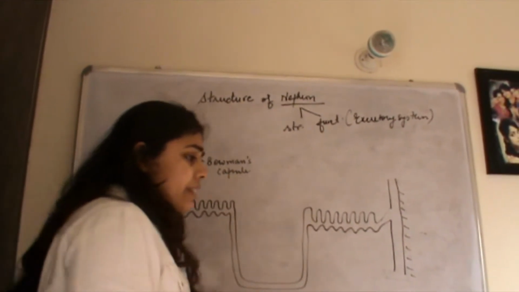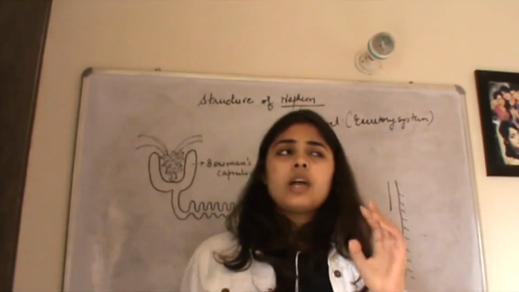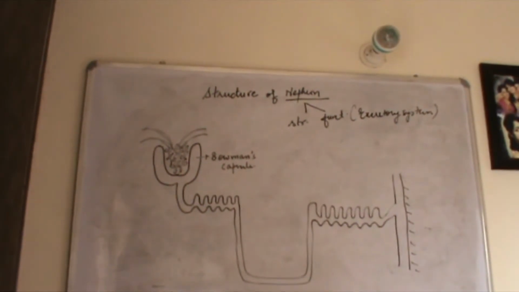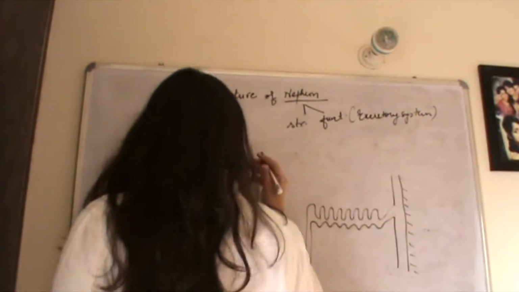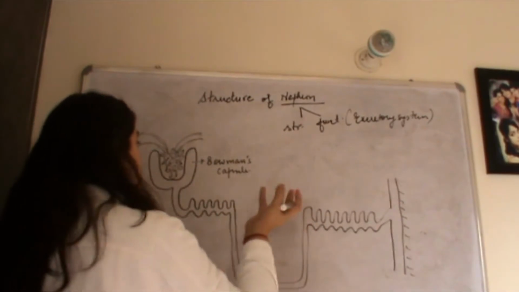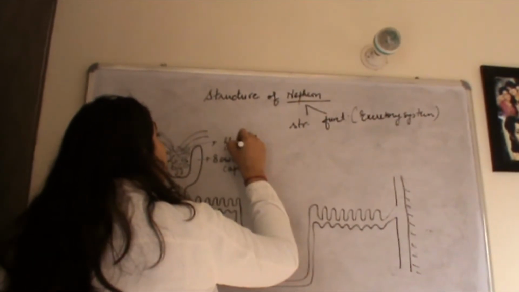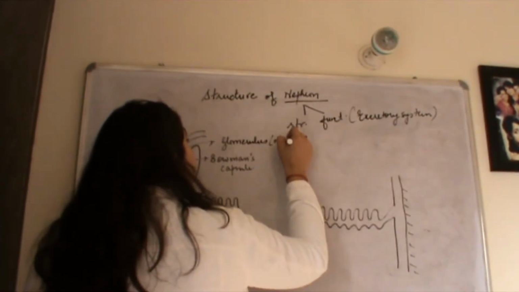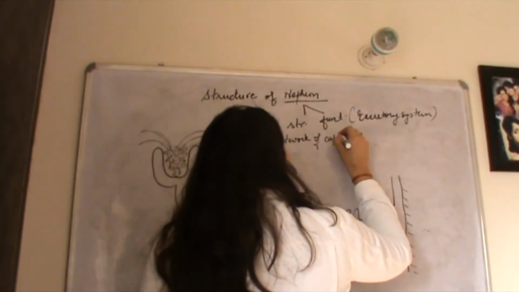The structures are named according to their shape, but sometimes it might be different. So this is the Bowman's capsule. Why? Because it is shaped like a cup. This network of capillaries is the glomerulus.